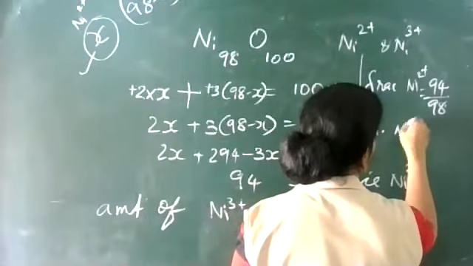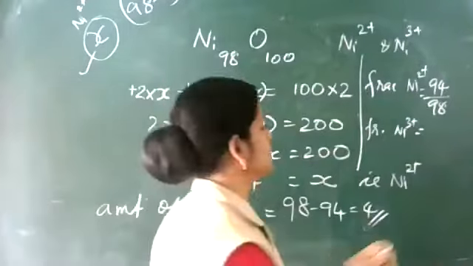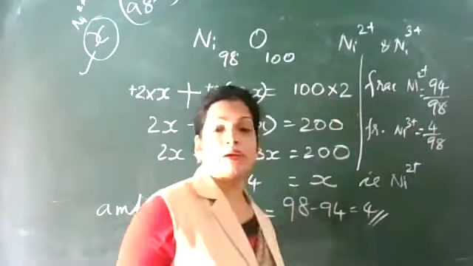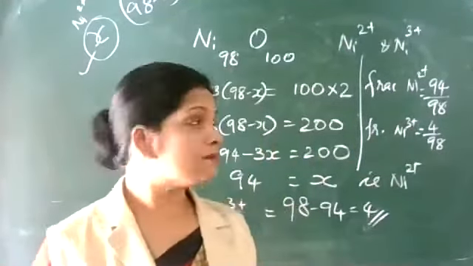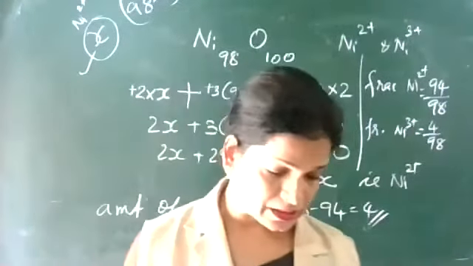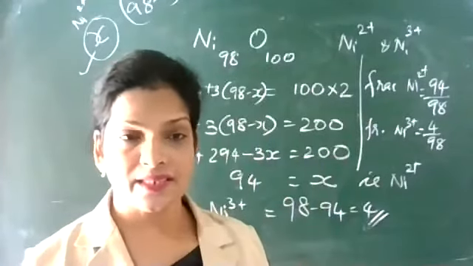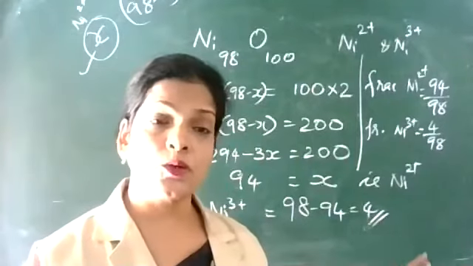And what is the fraction of Ni3 plus? Fraction of Ni3 plus is equal to 4 upon total, that is 4 upon 98. So this is the fraction. If they are asking in percentages, multiply each one by 100 and you will get the percentage. So fraction of Ni2 plus is 0.96, and fraction of Ni3 plus will be 0.04.